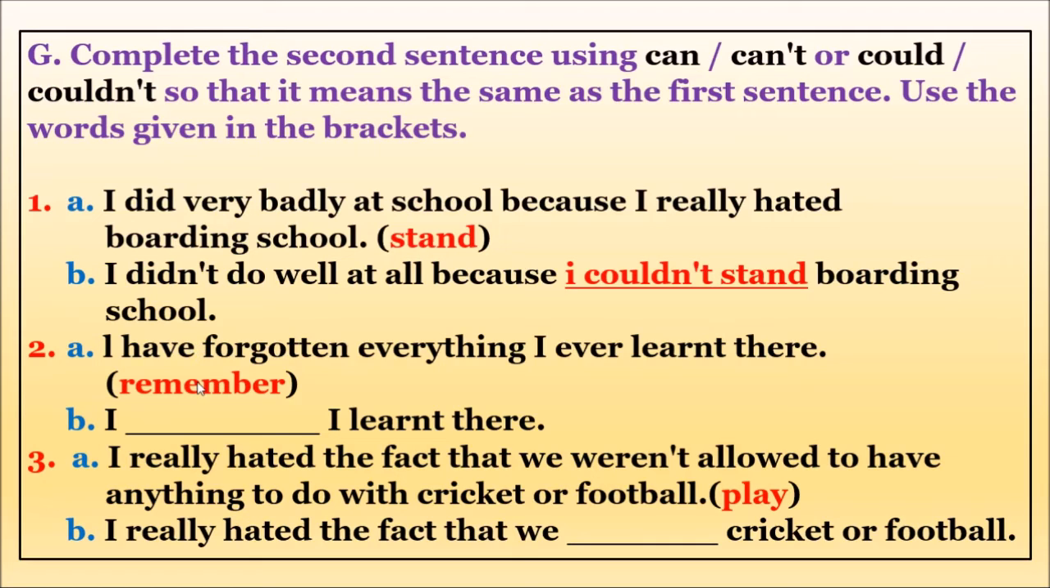Now coming to our exercise parts, guys. I have forgotten everything I ever learned there. Now we have to use remember along with can or can't or could or couldn't. We have to use any one of these along with remember. And now think the answer, ma. Think the answer now. I have forgotten everything I ever learned there. What will you write here?